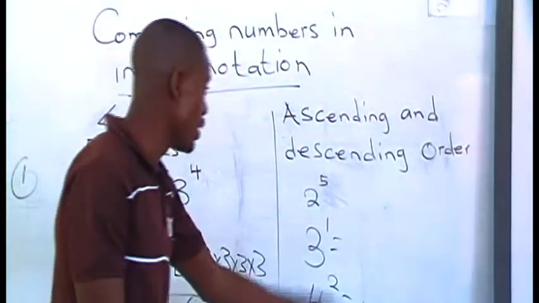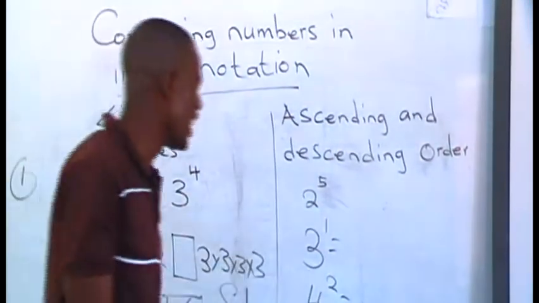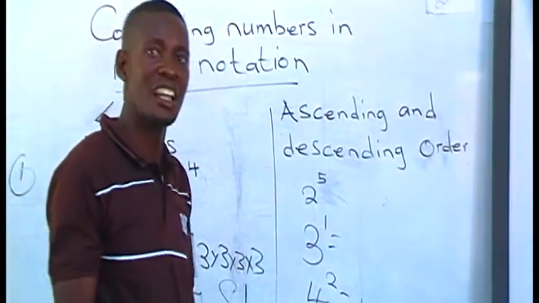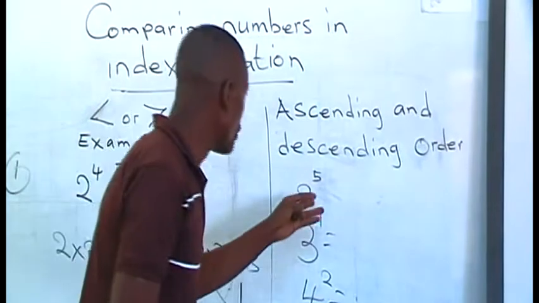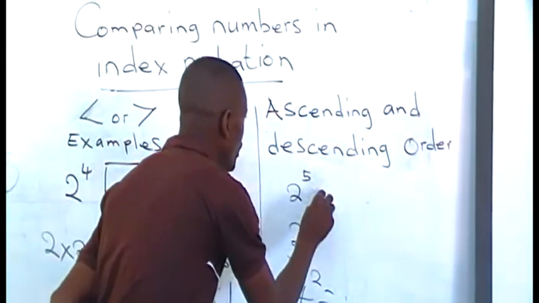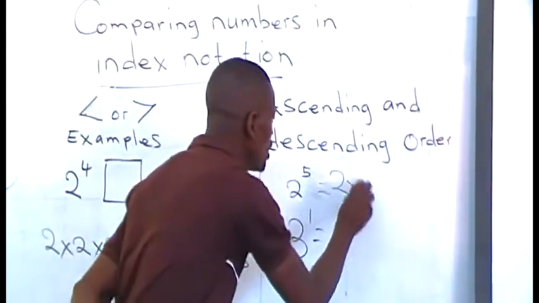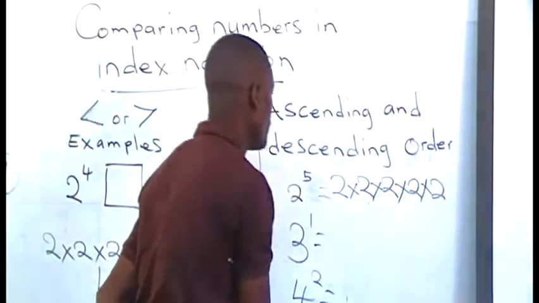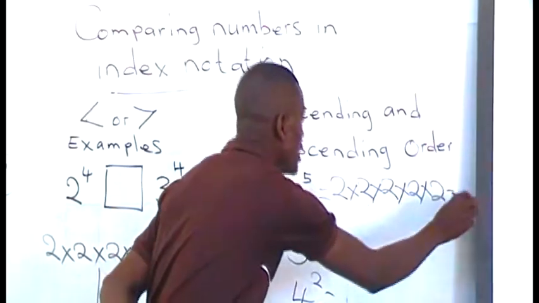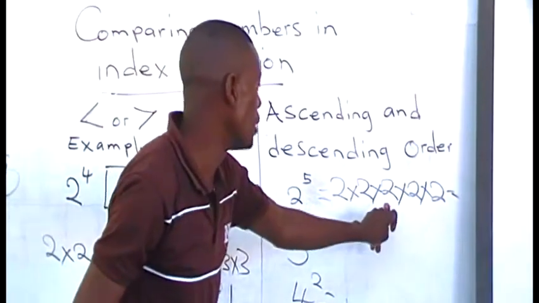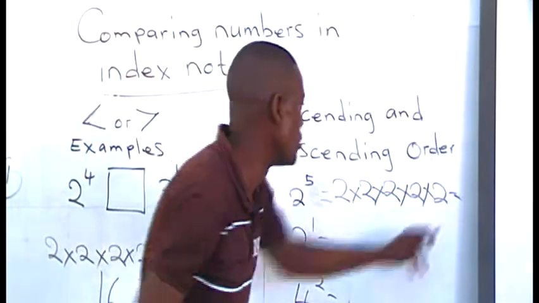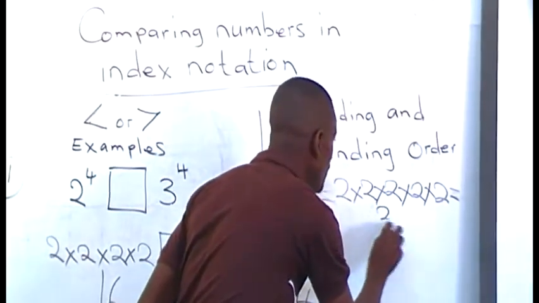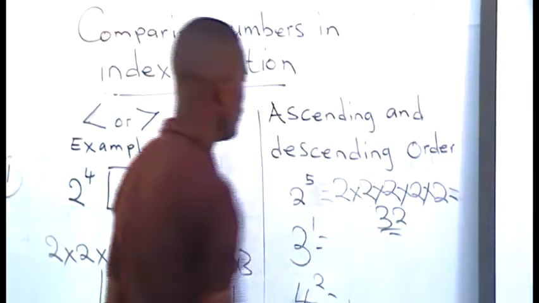In this case, we don't know the one which is bigger than the other, not until you work out. That's when you can know which one is bigger than the other. And then you arrange them. So we have 2 to the power 5, which is 2 times 2 times 2 times 2 times 2. Here, 2 times 2 is 4, times 2, 8, times 2, 16, times 2, 32. So here we have 32 for the first one.